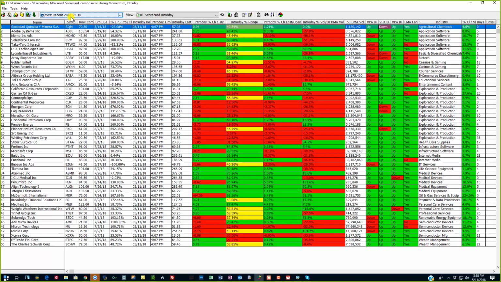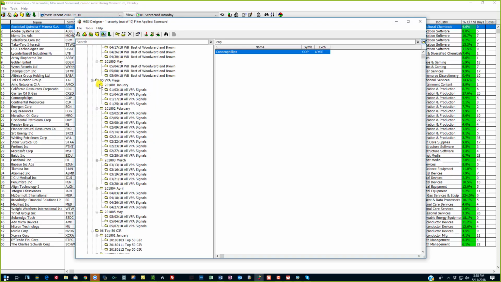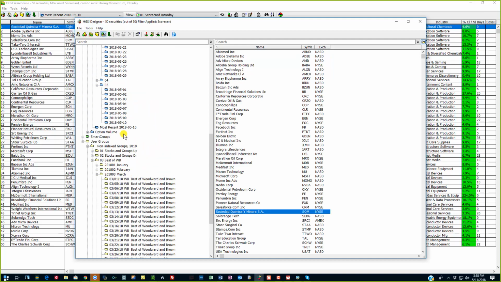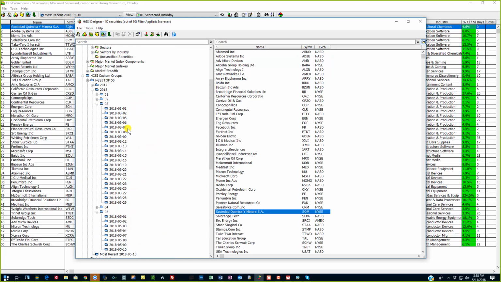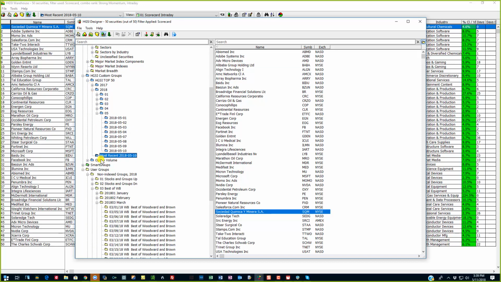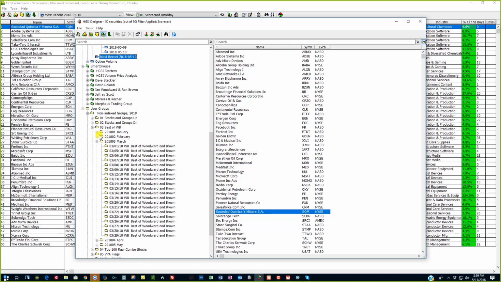So, when these groups start moving, they're going to appear a couple of places. They're going to appear in these groups over here, and they're going to appear in the stocks and groups moving to the upside and downside. And these are the groups that I keep.